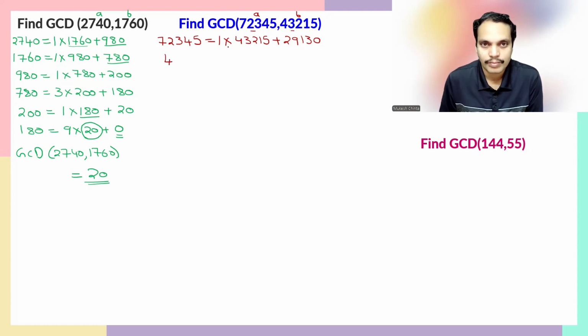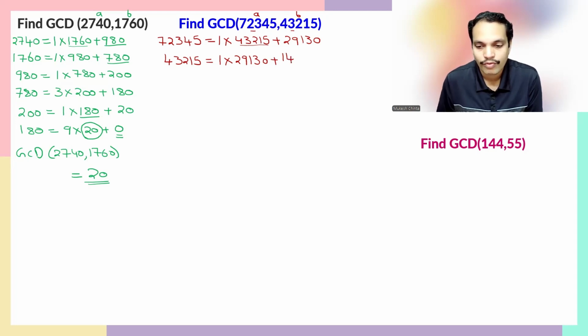So next, this becomes my B. So 43,215 can be written as, once again, the quotient will be 1, because we are dividing it by 29,130 plus what is the remainder. So 43,215 minus 29,130 gives me 14,085. Once again, a non-zero remainder. So I have to continue.